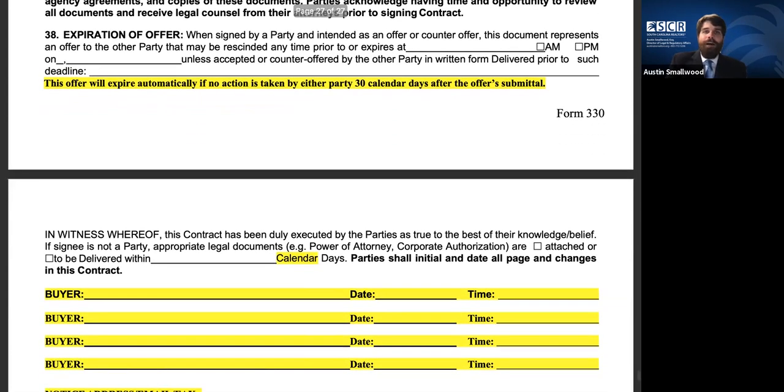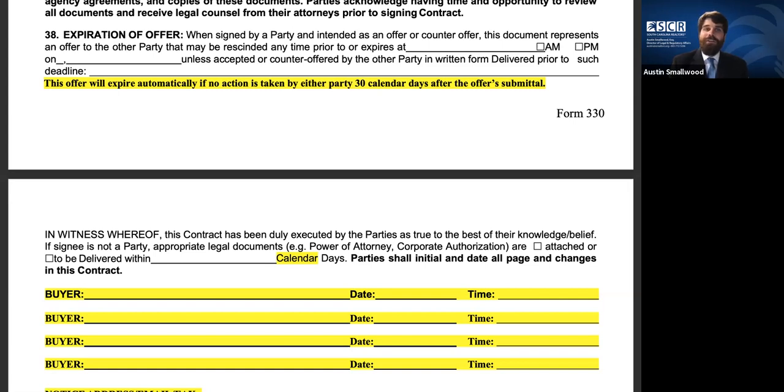Expiration of offer. This is the exact verbiage that was in 300 and 310. We moved to this, simply saying that this offer will expire automatically if no action is taken by either party 30 calendar days after the offer submittal. But please put an offer rejection time in there and make sure it's appropriate and reasonable.